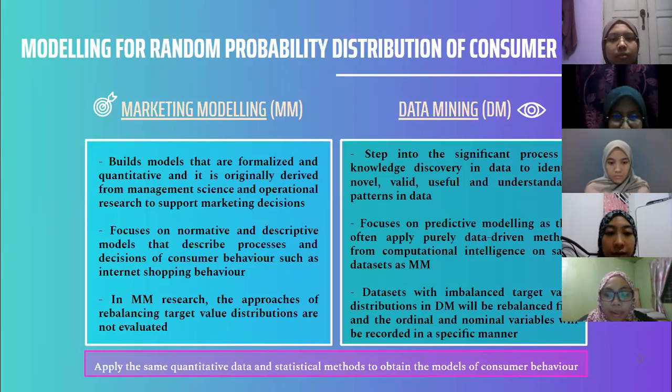So overall, DM and MM use totally different methods, but they apply the same quantitative data and statistical methods to obtain the models of consumer behavior, and this will lead to different results of predictive accuracy. Both domains also use different sampling and coding schemes of variables for explanatory value or predictive accuracy.